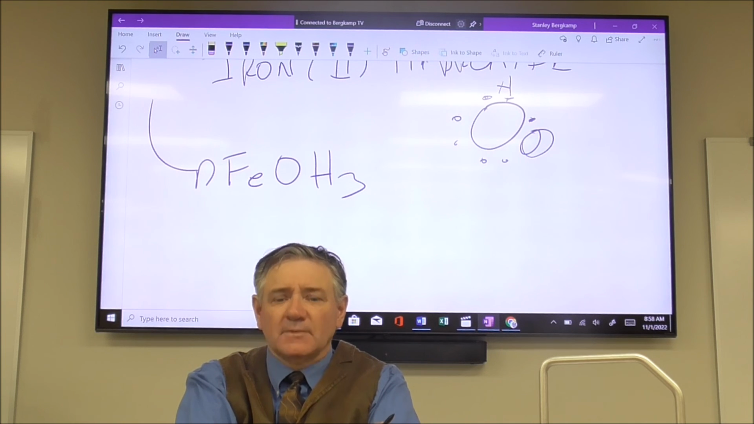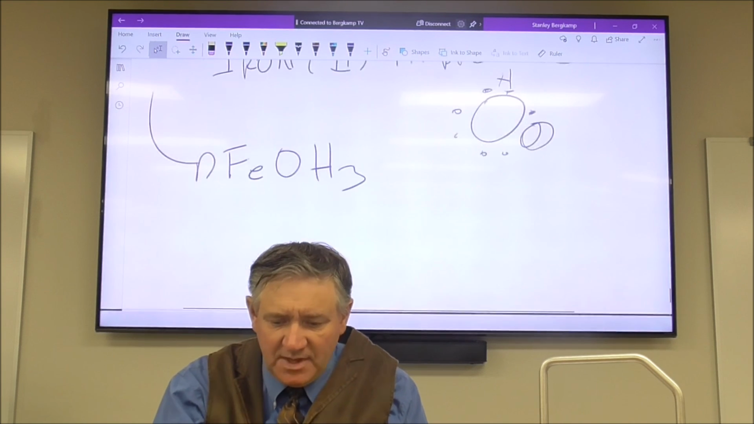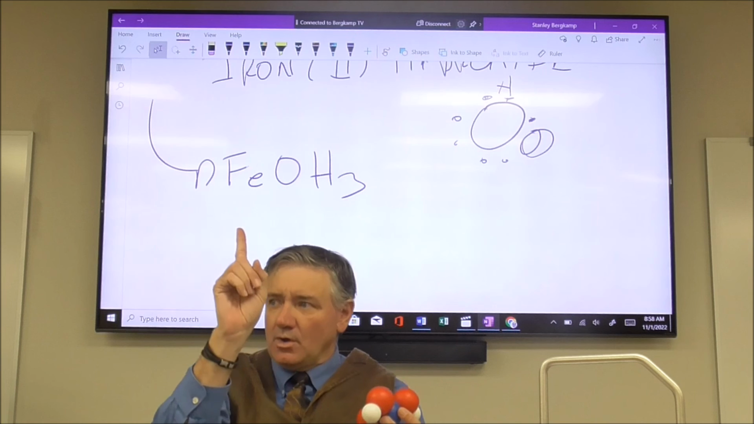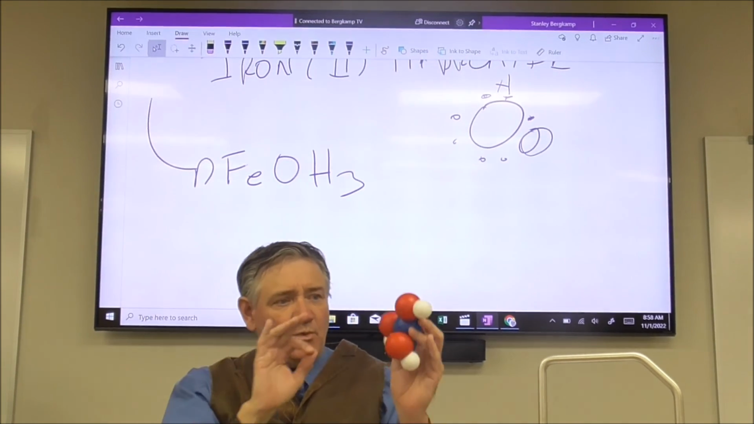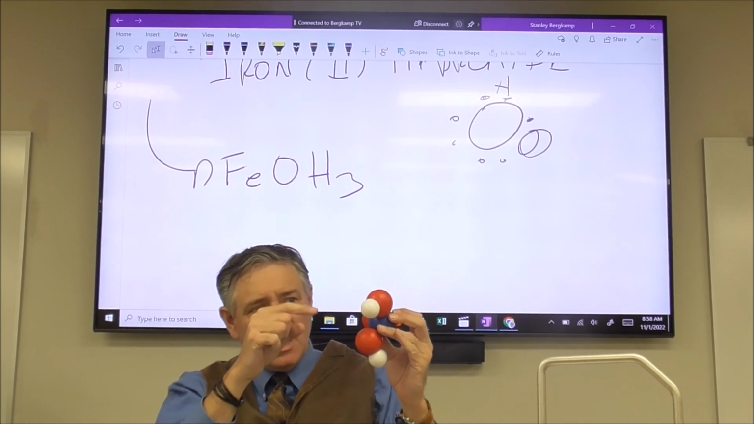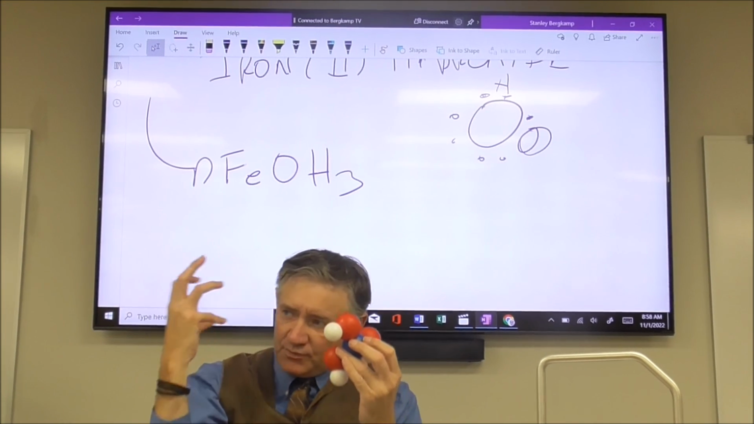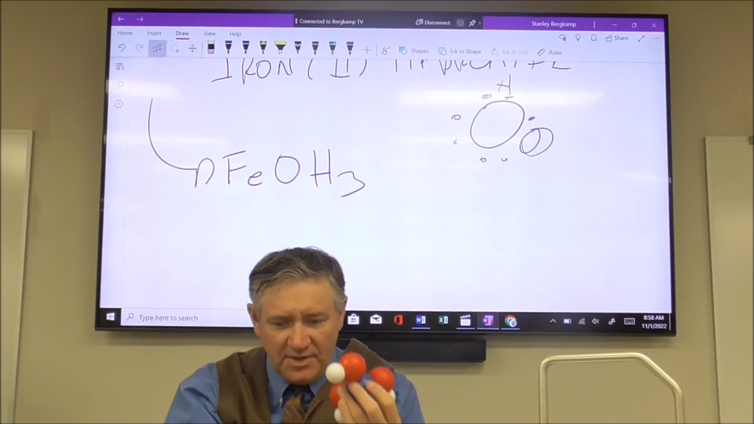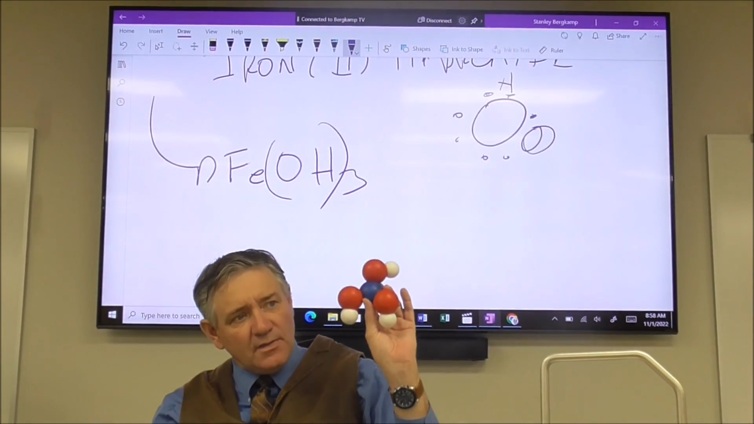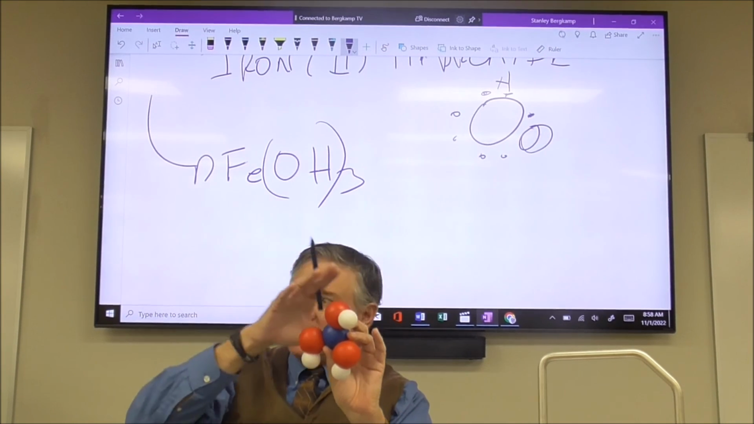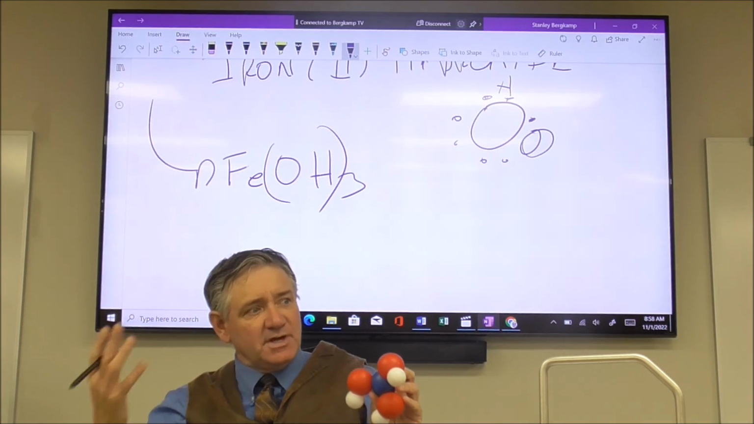The OH is good. But if I write it like this, I'm going to think that I have 1 iron, 1 oxygen, and 3 hydrogens. But when I actually build this structure, I've got 3 oxygens and 3 hydrogens. So I've got 3 of those hydroxide groups. That's why I've got to put those brackets around there and go, oh, this is Fe(OH)3, because I've got 3 of those groups. I just don't have 3 hydrogens. I've got 3 hydroxide groups.